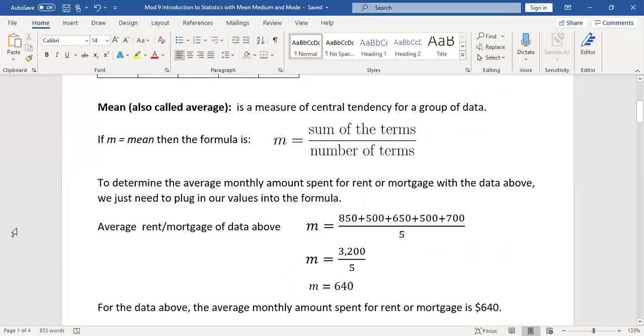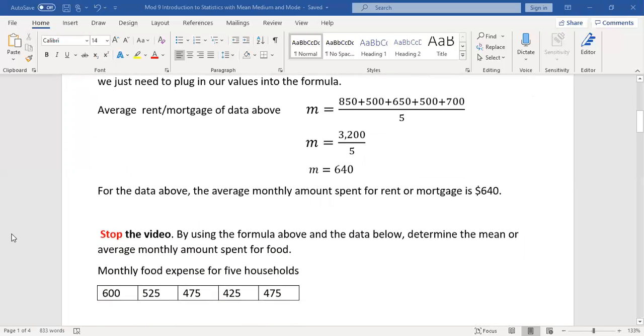Now the mean represents, in this case, how much was spent monthly for either rent or mortgage. So when we're answering our question, we have to specify what that mean represents. For this data, the average monthly amount spent for rent or mortgage is $640.